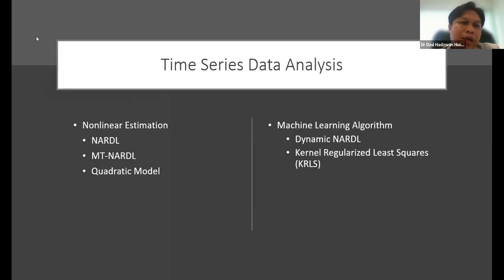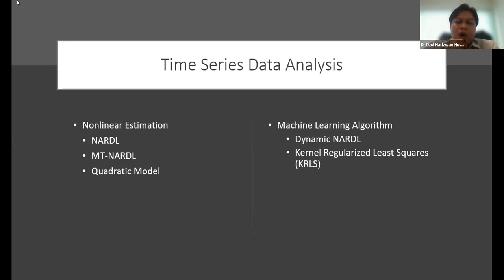Other than that, we can look through another dimension, so-called nonlinear estimation. A technique that we can use is first the NARDL, which normally we call an asymmetric estimation. Another one we have is multi-threshold nonlinear NARDL. This one is a technique that we can use for threshold analysis. We will look through this technique in detail later. The last one is the quadratic model. The quadratic model can also be used to capture the threshold behavior or threshold effect. We also will look through this matter in detail later.